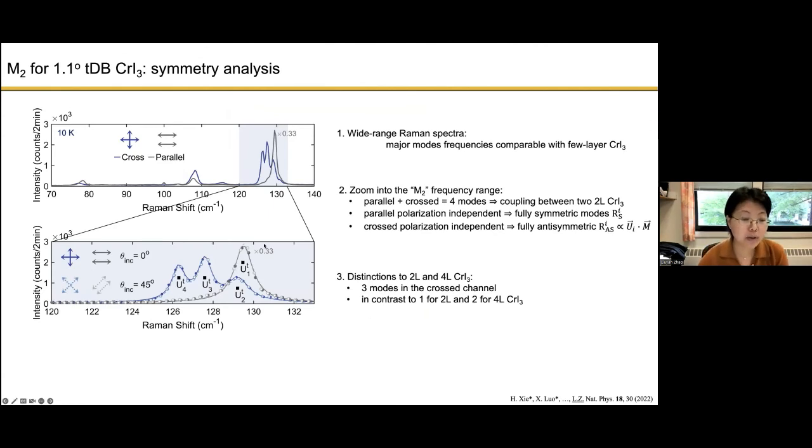So again, we use that layered magnetism assisted Raman scattering to look at the physics here. Remember before, in bilayer, we only have 1 mode in the cross channel. In 4 layer, we have 2 modes in the cross channel. But here, for this twisted sample at 1.1 degree, we have 3 modes in the cross channel. And again, the selection rule further points to the cross channel having anti-symmetric Raman tensors.